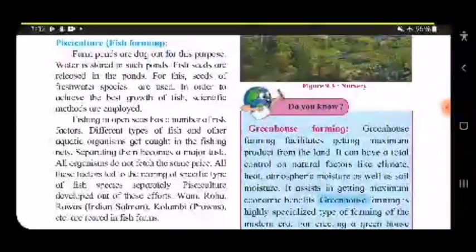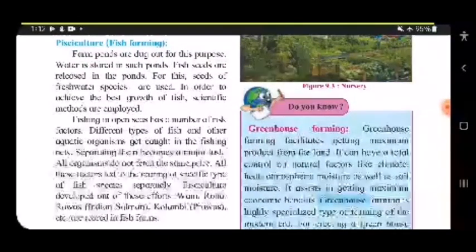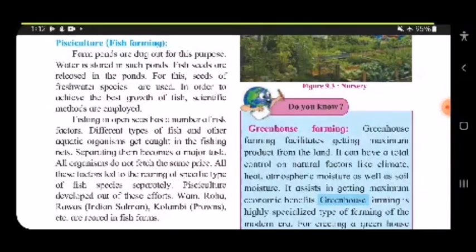Now, pisciculture is fish farming. Farm ponds are dug out for this purpose. Now, you know that there are two kinds of fishes which people eat. That is freshwater fishes and the fishes from the sea, that is salt water. Okay, so farm ponds are dug out for this purpose. They are making ponds. Water is stored in such ponds.